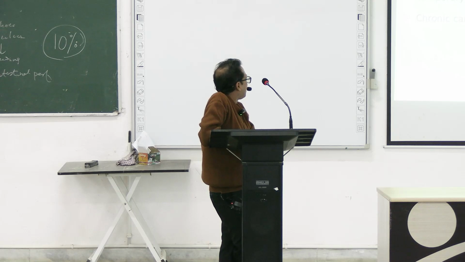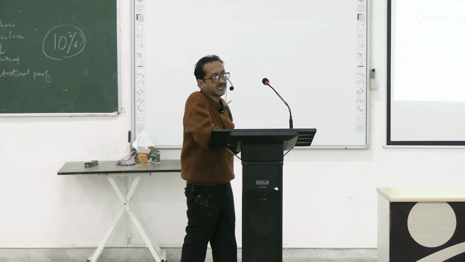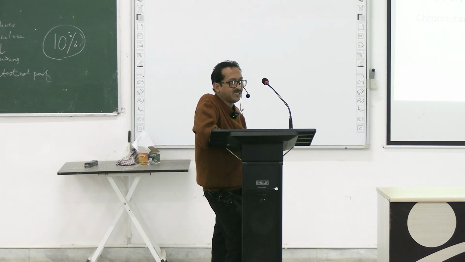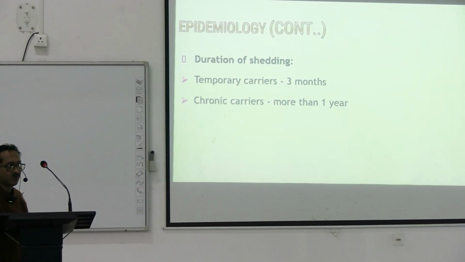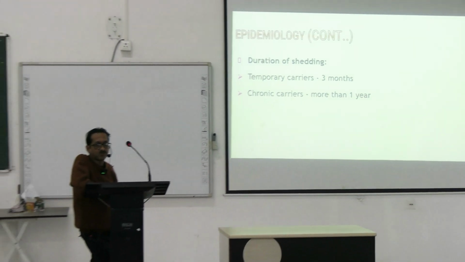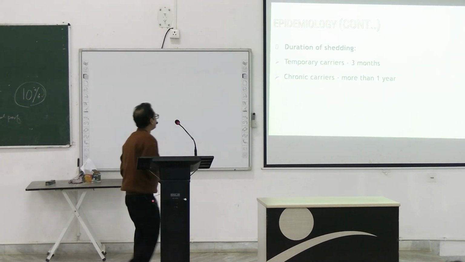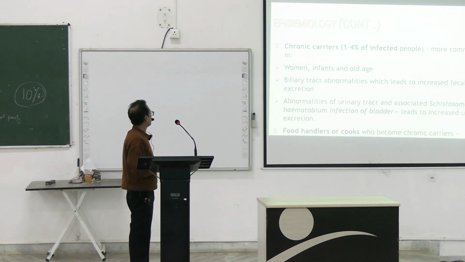Temporary carrier is up to 3 months, chronic carrier is more than 1 year. Can you give one example of a chronic carrier who has a name in history? Typhoid Mary is a well-known carrier. She was a cook in a hotel and she was responsible for many outbreaks. A chronic carrier, Typhoid Mary. 1 to 4% may be chronic carriers, more common in women, infants and old age.